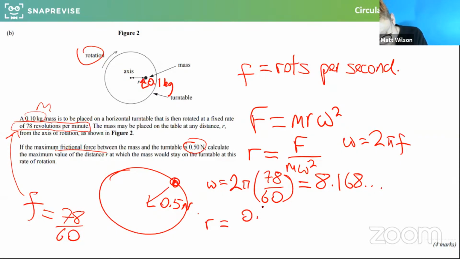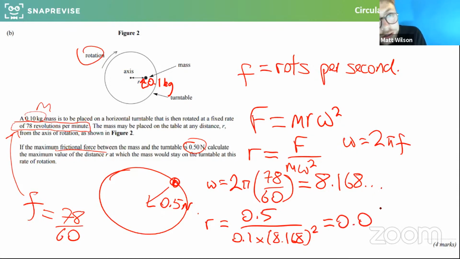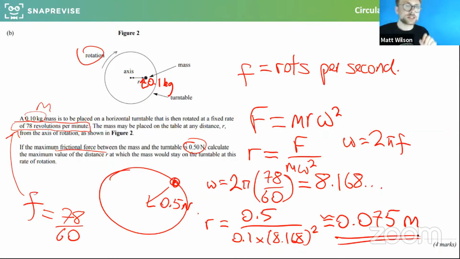Then for R, we'll plug in all the numbers we have. We have 0.5 newtons divided by 0.1 kilograms, then multiplied by 8.168 all squared. And if you chuck that into a calculator, you'll get 0.0749, or roughly 0.075 meters. And that's your answer. So mathematically, that's a more involved one.